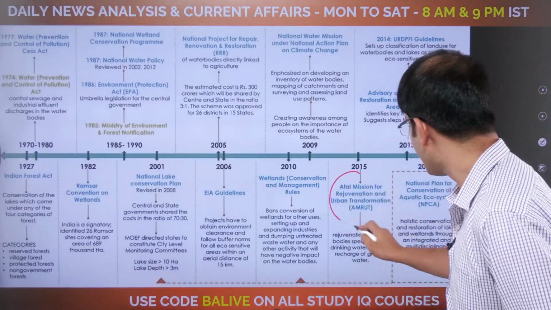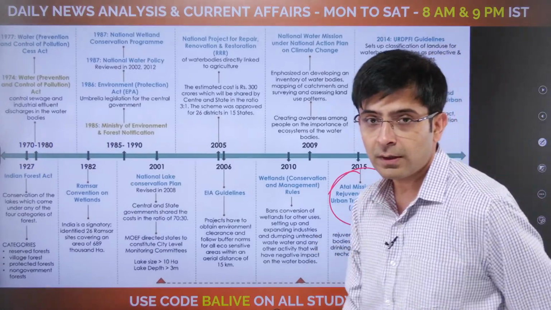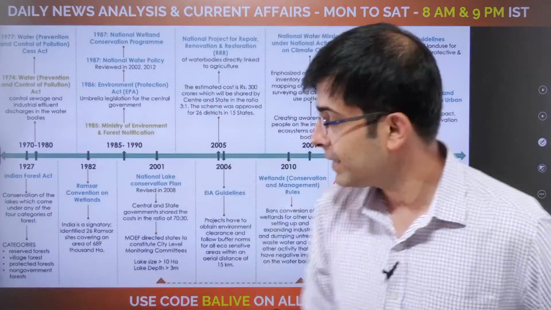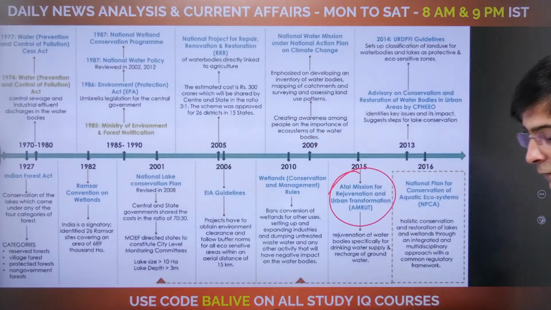So look at this. You know the Amrut scheme that you have heard of, the Atal Mission for Rejuvenation of Urban Transformation, Amrut scheme. One of the primary criticisms of that is that it talks about just decorative changes, rather than address a particular water body or a wetland from the angle that we are looking at.